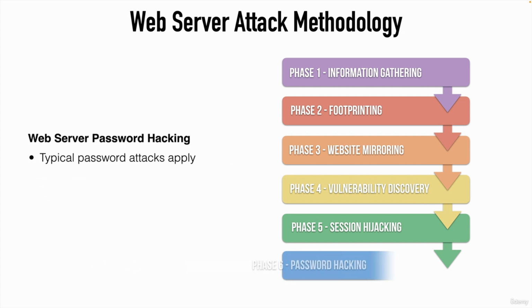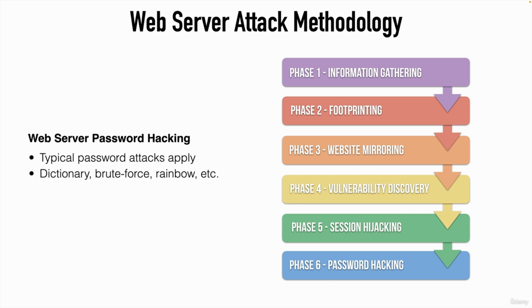And phase 6 is web server password hacking. We've likewise previously discussed versions of password attacks, and all of those principles and techniques apply here. This can include things like dictionary attacks, brute force attacks, rainbow table attacks, simple password guessing, and any other type of password cracking procedures. We've looked earlier at an example of this using Hydra, and some other popular options include things like Hashcat, Encrack, and Rainbow Crack.